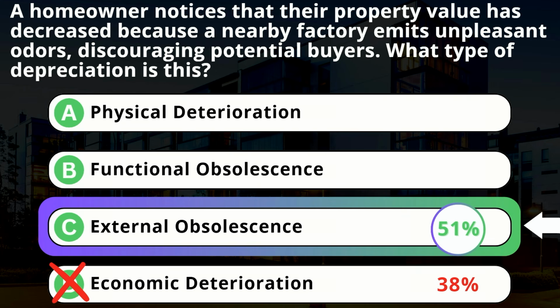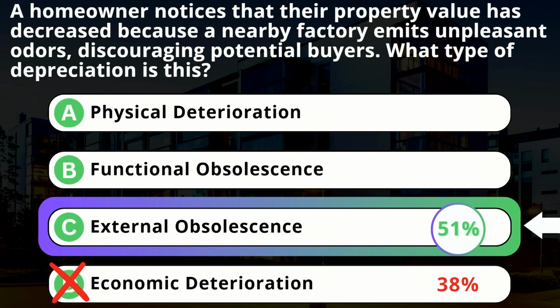Now, 51% of our community picked this as the correct answer. And then notice this one. This is a really good one because 38% of our community picked economic deterioration. Now, there is no such thing as economic deterioration. There is such a thing as economic obsolescence. So sometimes external obsolescence is also phrased as economic obsolescence. Both are followed by the word obsolescence, not deterioration.